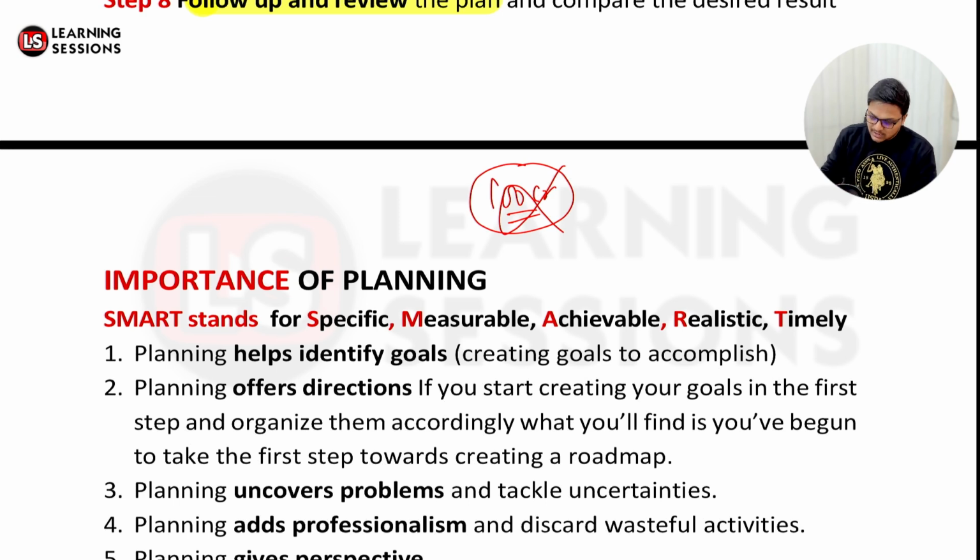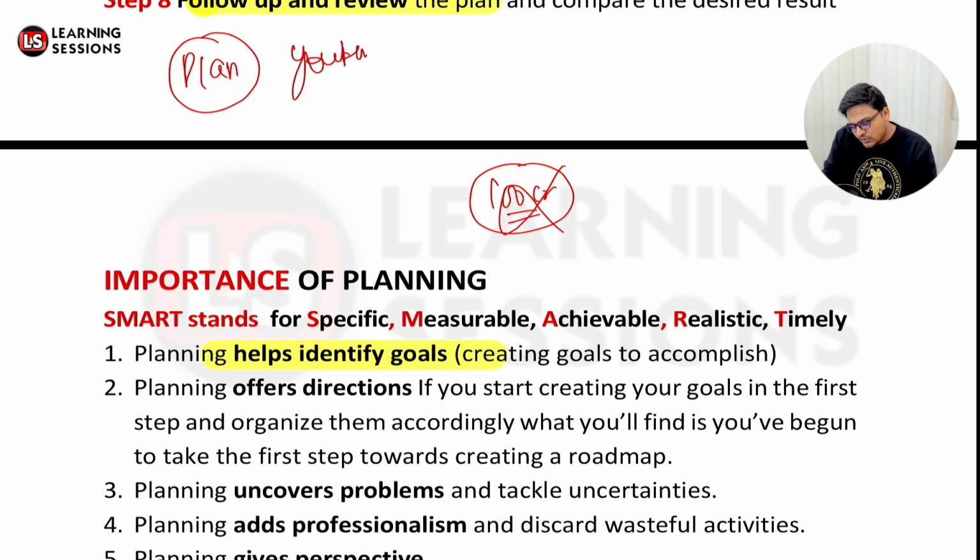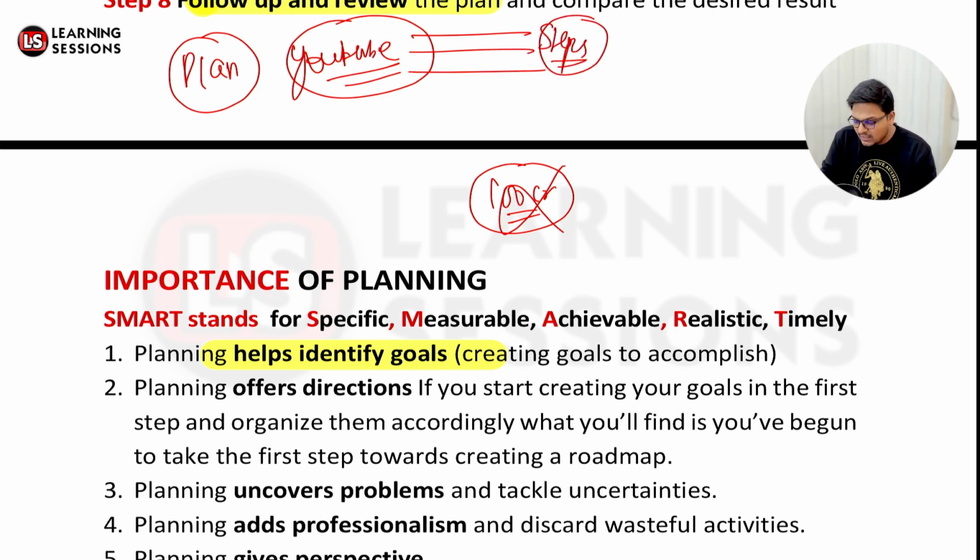So planning actually helps us in identifying our goals, and also it offers directions, because when you're having a plan, it will lead to what steps we need to follow. Let's say the example, I want to shoot a YouTube video. Now I'm having a plan for the same. Now I'll be having the different steps that are to be followed. So it will be giving me directions on what steps need to be followed so as to fulfill or execute that particular plan.